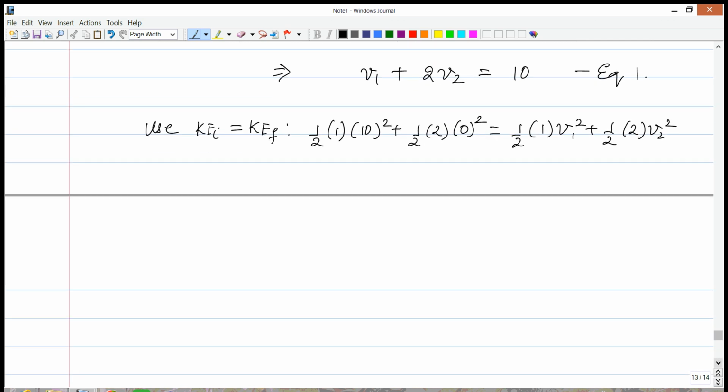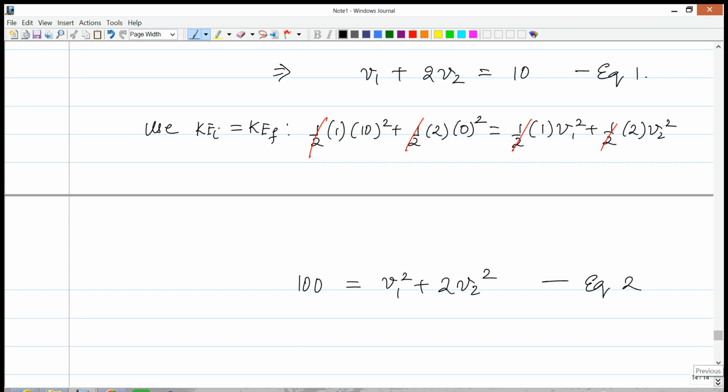Now let us simplify this equation before we actually solve the two equations simultaneously. The tendency is to just multiply the 10 squared out, you get 100, divided by 2, make it 50, and all that. But it's easy to work if we just eliminate a few things. If you look at this equation, we can get rid of all the halves first. We can divide both sides by one half, so all the halves go away. Now we can simplify. The 1 times 10 squared is equal to 100. The other one is 0, and then we have v1 squared plus 2 times v2 squared. So this equation is much easier to deal with. So get rid of all the halves, and then set the equations up properly.